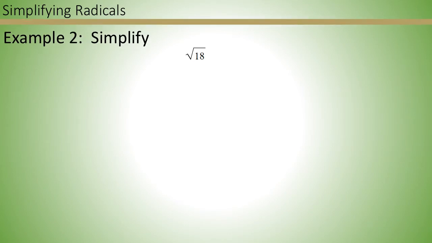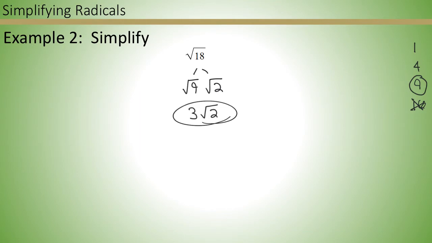All right, next example. Again, I'm going to make a list of perfect square factors: 1, 4, 9, 16. So 16 does not divide it, but 9 is the biggest one that does divide 18. If I break this apart, it'd be root 9 times root 2. The square root of 9 is 3, and root 2 is going to stay the same. And that's it, we're done.